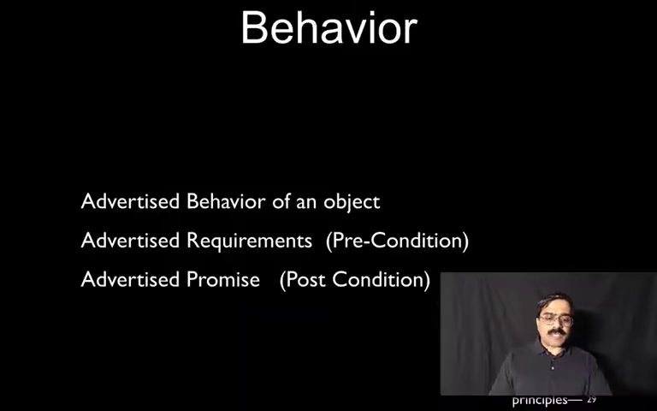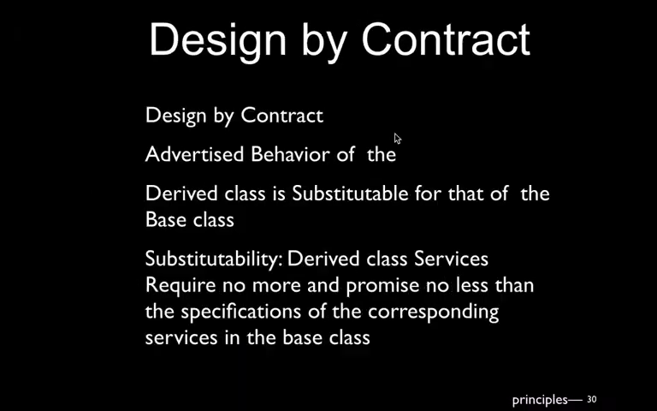So now that we talked about the pre and post condition, what does that really mean? Well, in design by contract, we have to ensure that the advertised behavior of the derived class requires no more and promises no less than the corresponding services of the base class. Well, that's a mouthful. Let's tear it apart a little bit and understand what that really means.